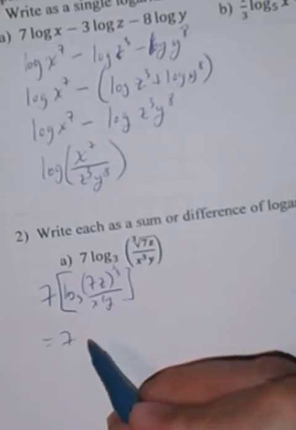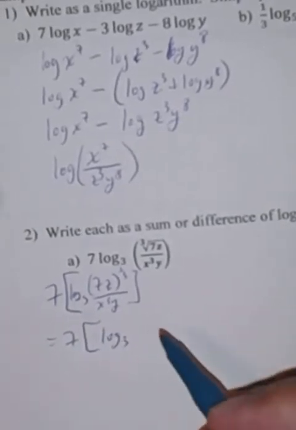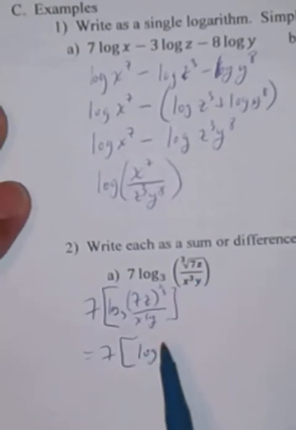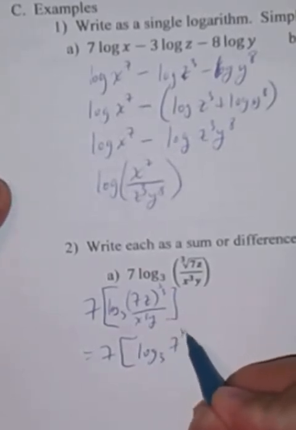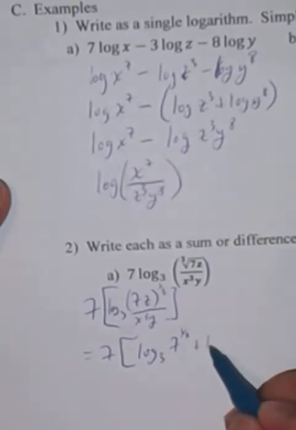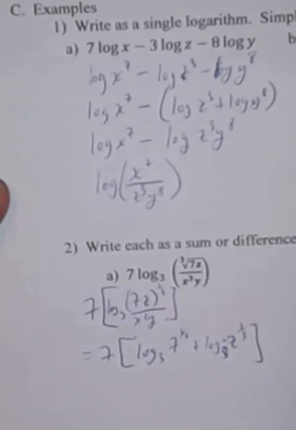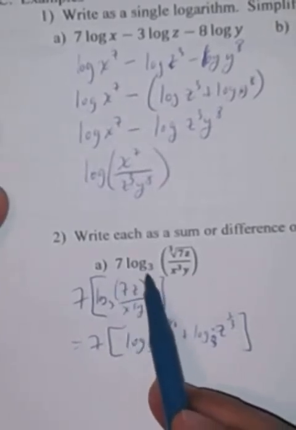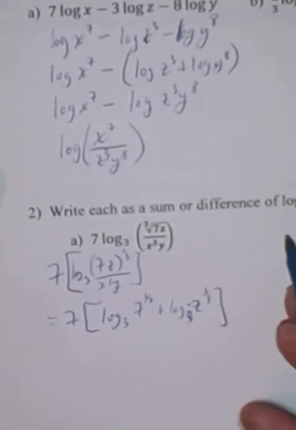And that will be 7 times log base 3 of, and the top is going to come out as a sum. Log base 3 of 7 to the 1/3, right, plus log base 3 of z to the 1/3 power. Okay, notice that you just apply the 1/3 to each. Or you could actually bring it out, no, you couldn't. Sorry about that. So let's leave it like that. All right. So that's the top.